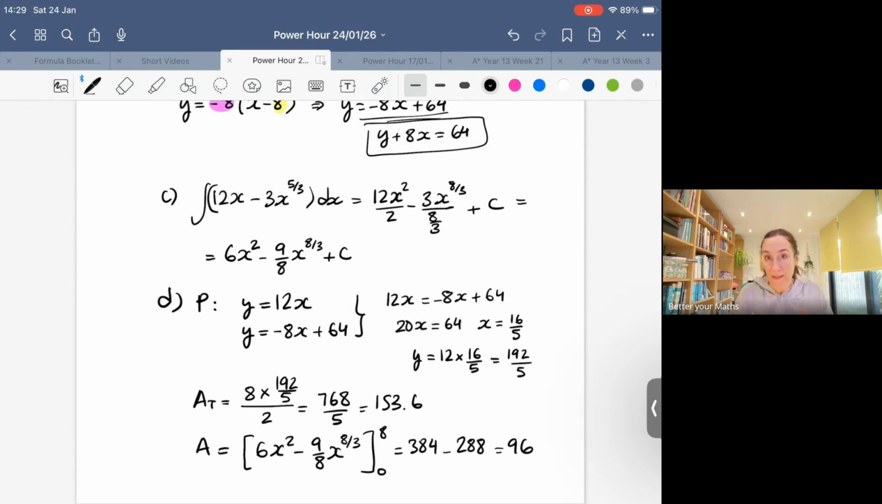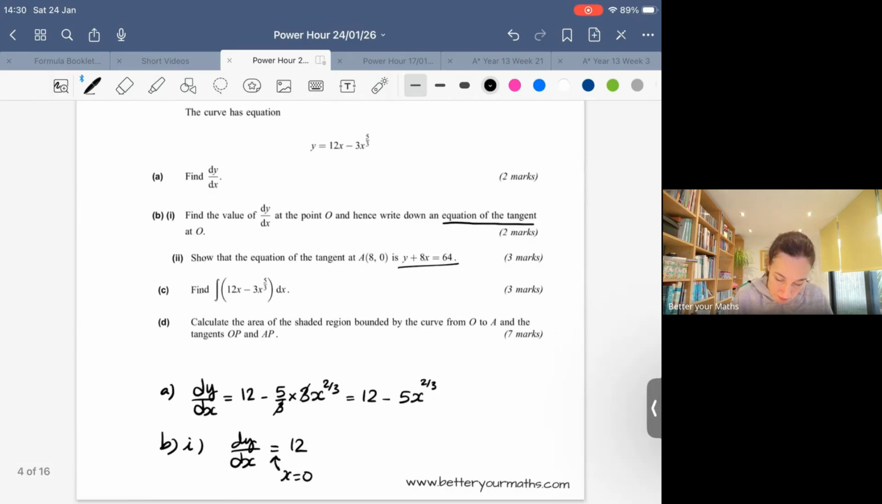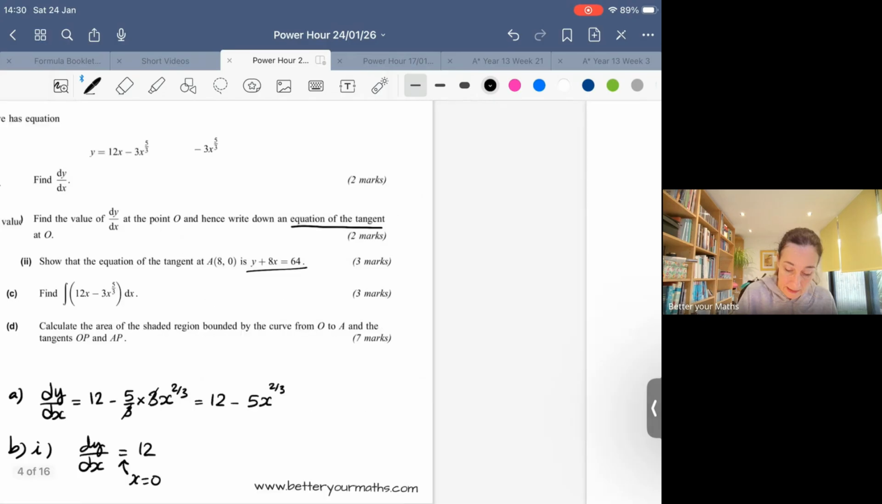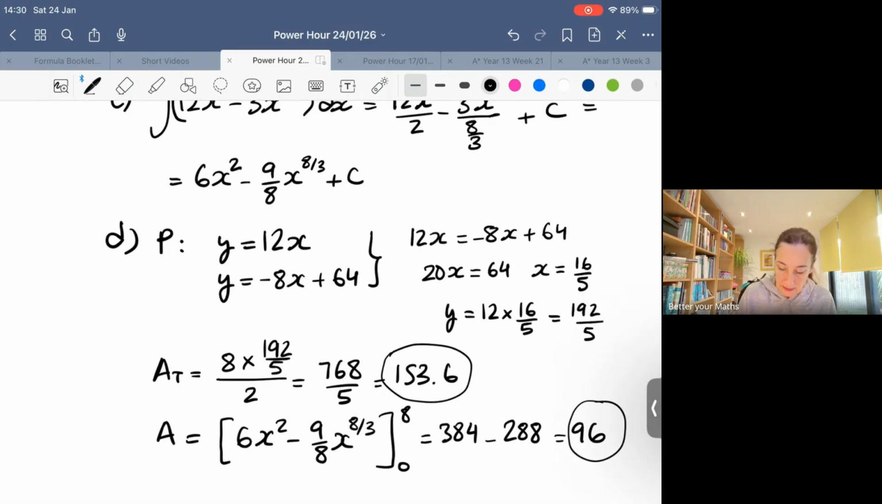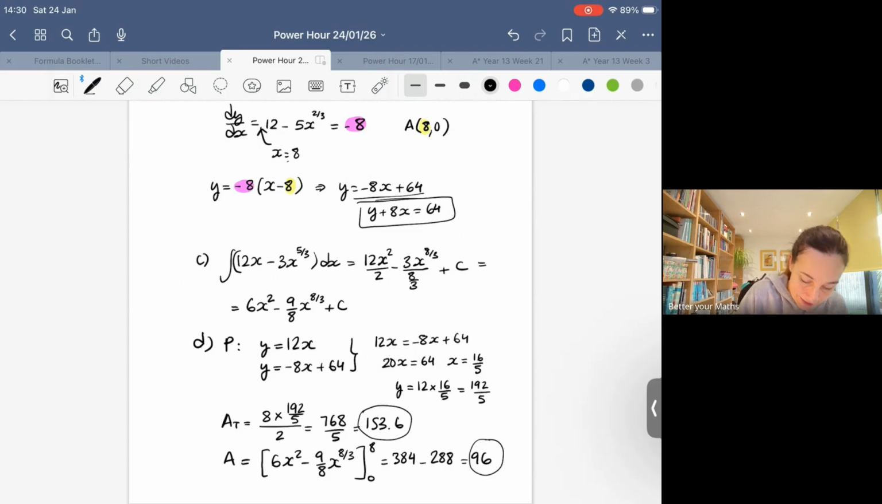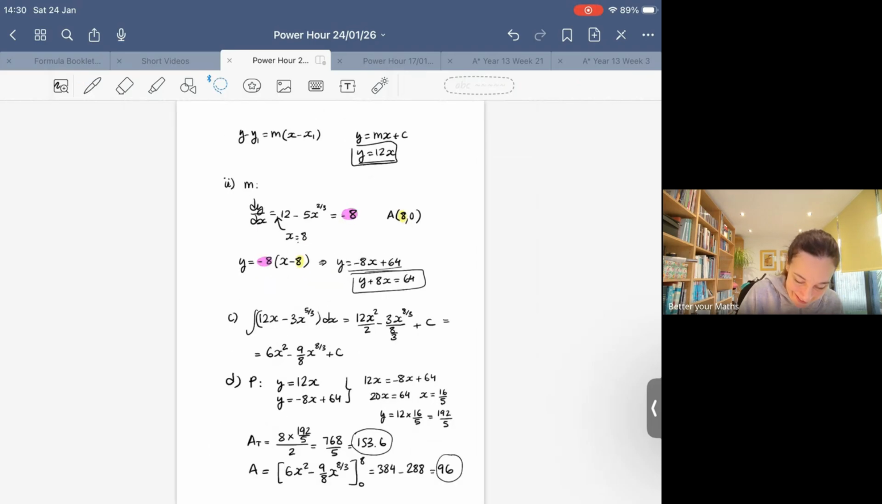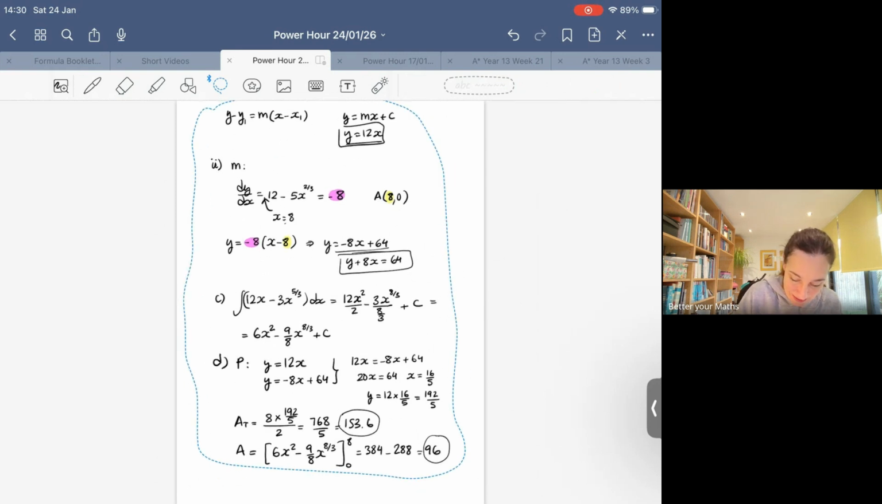So your shaded area should be this value here minus this value here. So we have 288 over 5. They say the exact area. It doesn't say, but I would write exact area anyway. So the final area is the difference between those two.